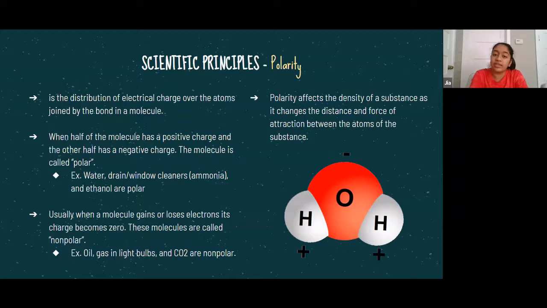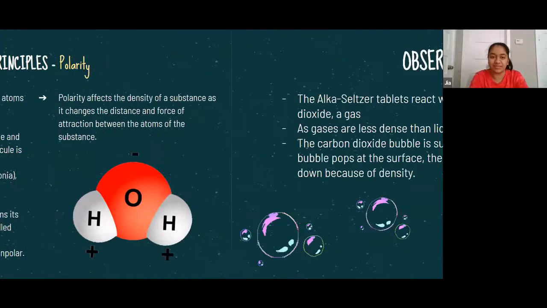Because water is polar and oil is non-polar, their forces of attraction are completely different, and because of this, they do not mix. Now that we have clearly understood what polarity and density are, let's move on to the observations.